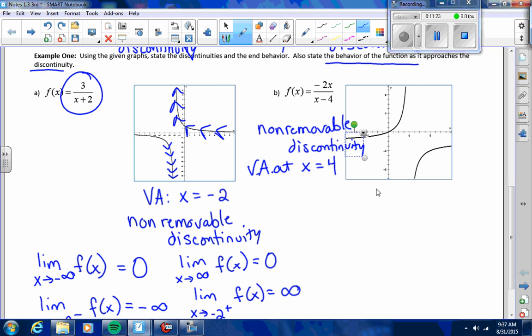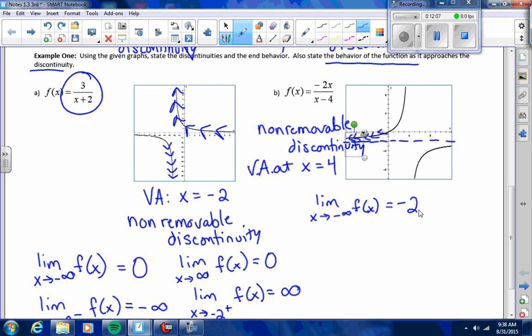Now we need to do the end behavior. The limit as x approaches negative infinity of f of x. So x is getting smaller and smaller. Can we see this time what the y values are approaching? That's a little hard to see, isn't it? That one is actually -2. Actually approaching a y value of -2.